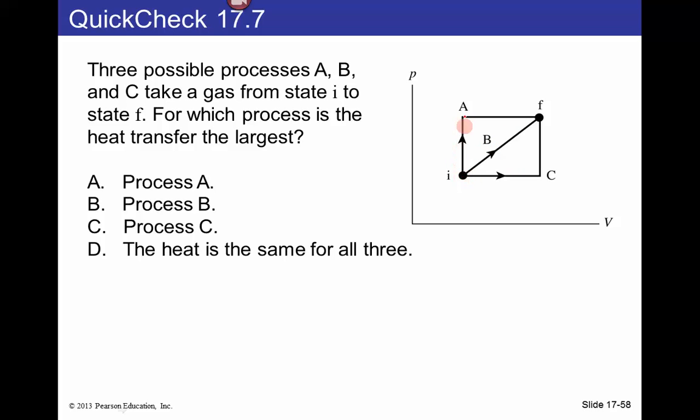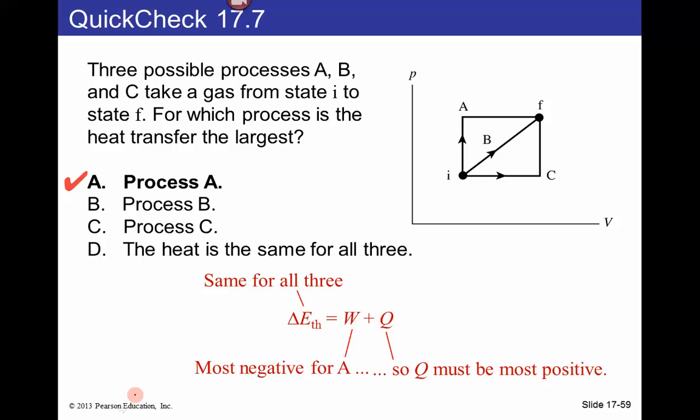These are three different expansions. So the question is, for which process is the heat transfer the largest? Well, the answer is process A. In all these cases, the work being done is negative. The system is losing energy because the system is expanding.